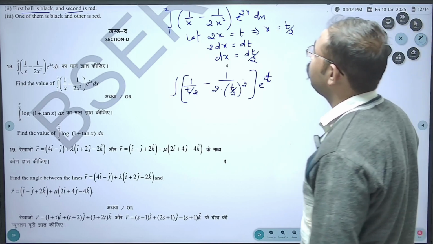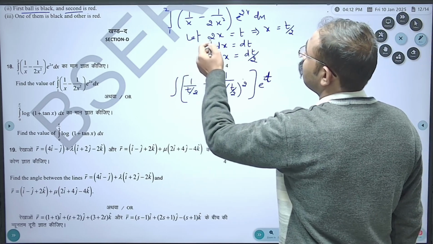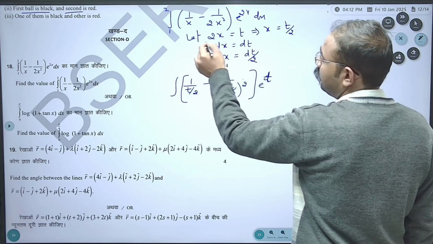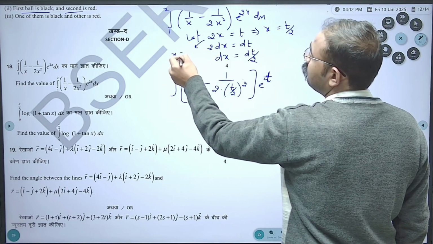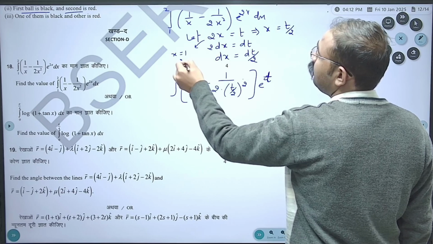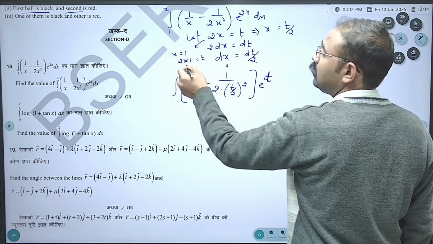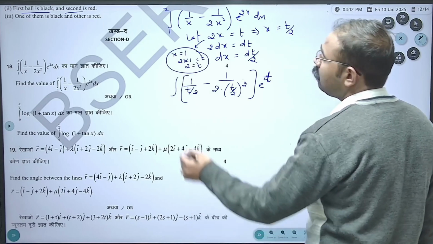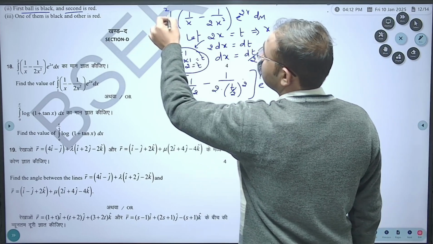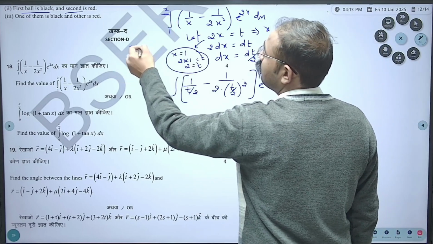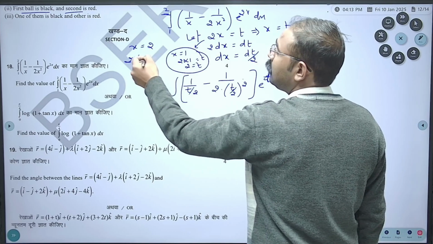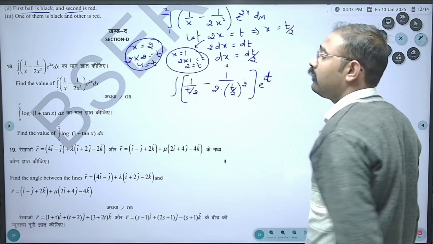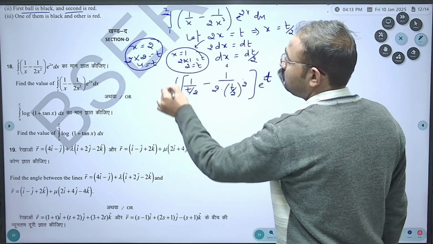The limits also we have to change. When x was 1, here x is equal to 1, then t will be 2 multiplied by 1 is equal to t, t will be 2. This will be our lower limit. And when x is 2, in that condition 2 multiplied by 2 is equal to t, 4 is equal to t. This will be our upper limit. So 2 to 4.